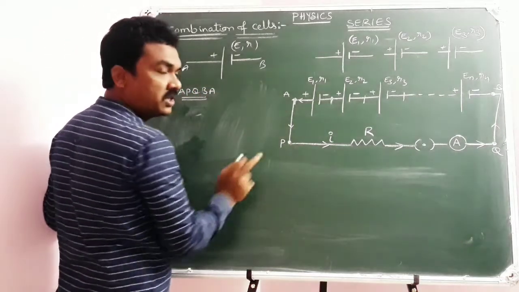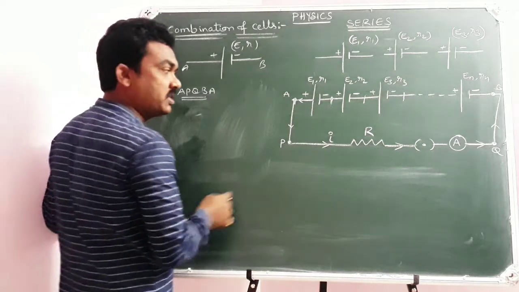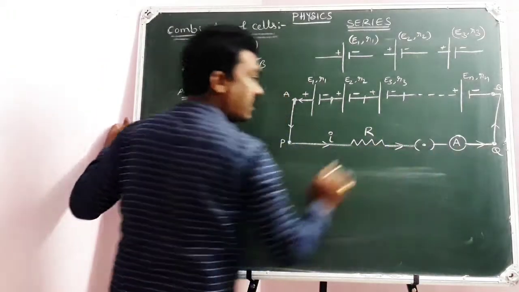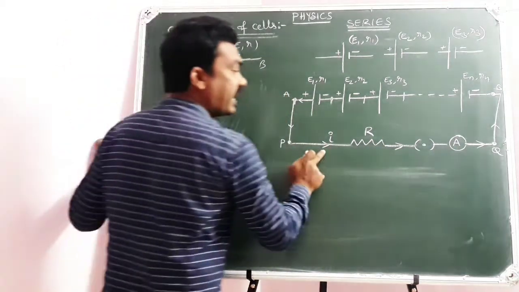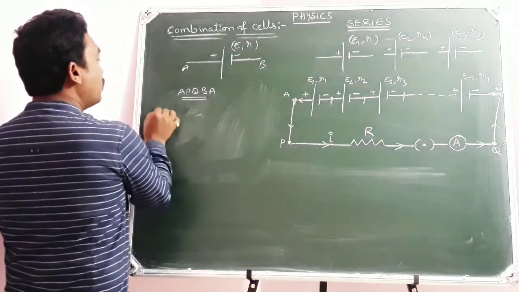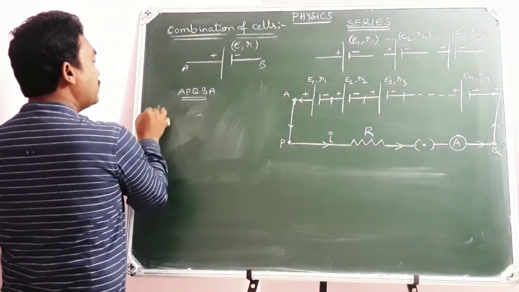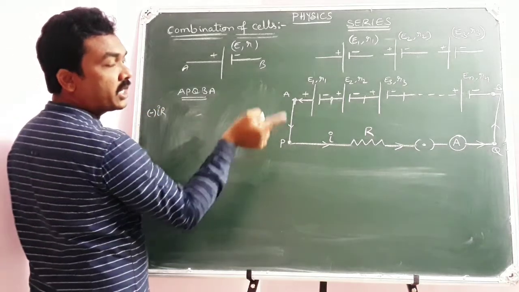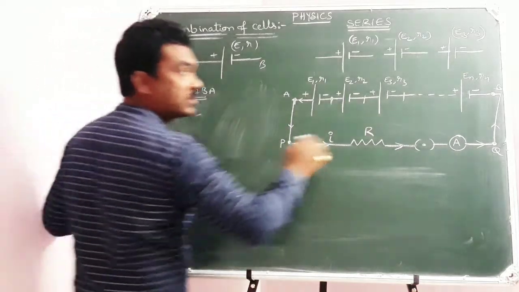So A to P there is no potential drop because there is no circuit element. And P to Q there is a potential drop because this is the direction of current. In the direction of current there is a potential drop. So how much potential drop? IR, which is given minus. Next, Q to B there is no potential difference.